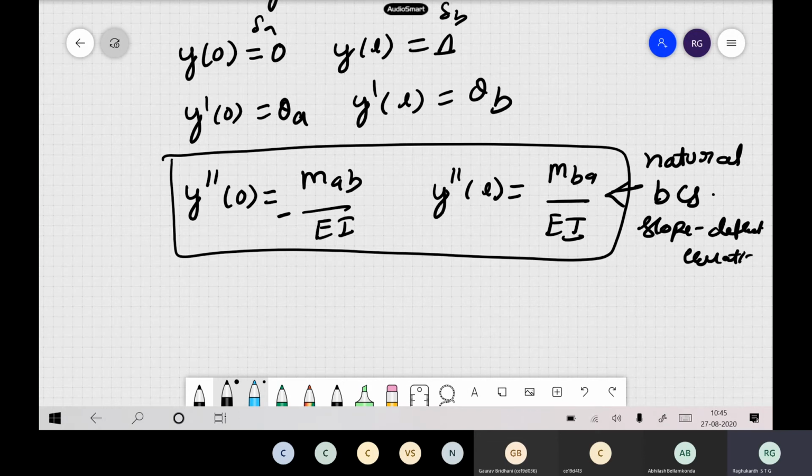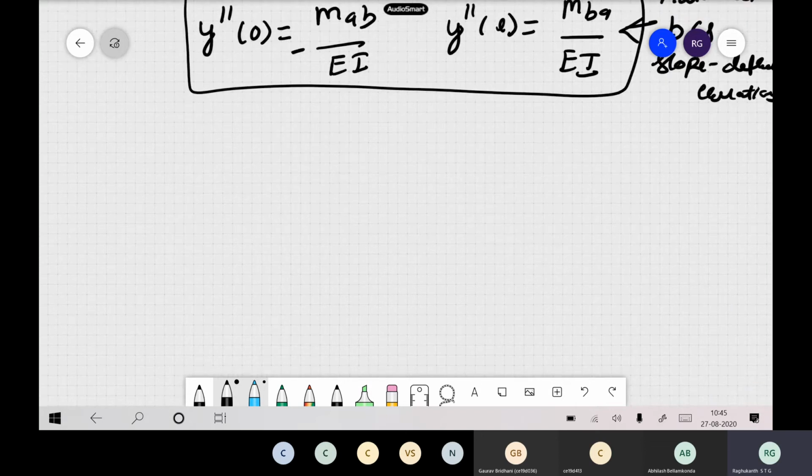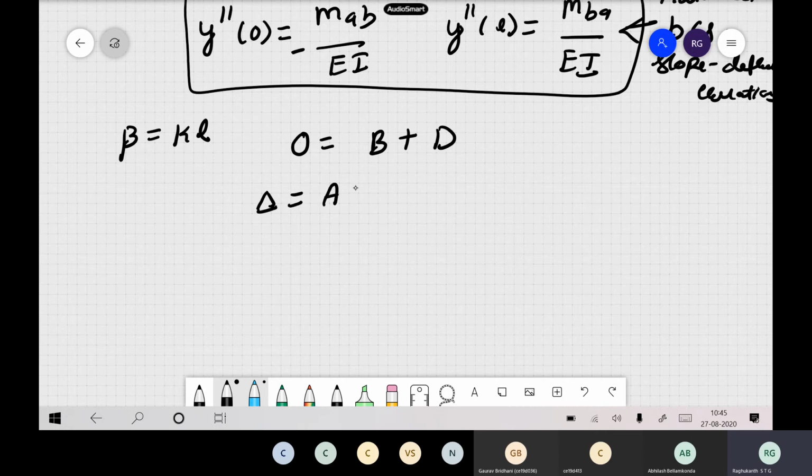First find out the constants A, B, C, D, then you substitute here, and you will get your slope deflection. Now because of sine and cos, this makes it slightly complex. So if we denote beta as KL, and write all the boundary conditions, the first one, y at 0 is equal to B plus D, then delta, say, A sine beta plus B cos beta.